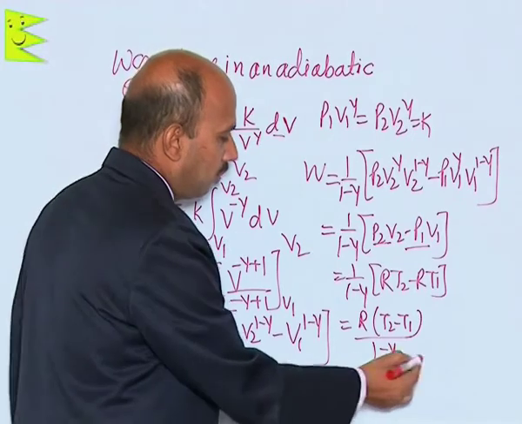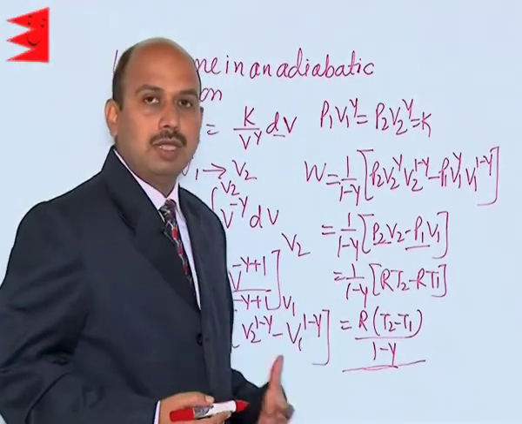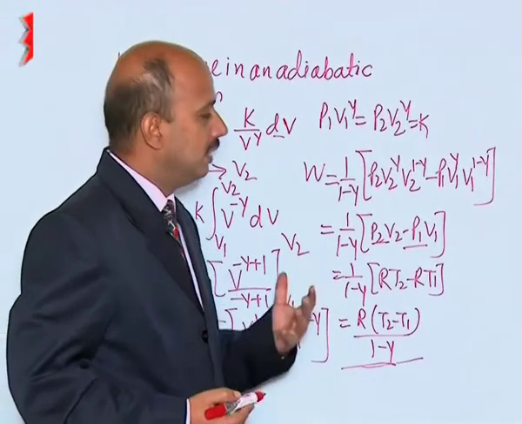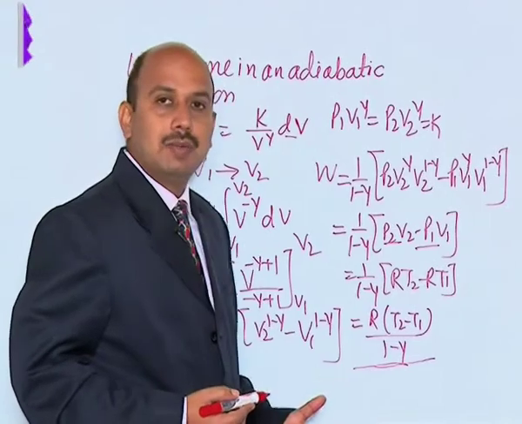So, this is the formula for work done in changing the temperature from T1 to T2, or changing the volume from V1 to V2, in case of an adiabatic process.